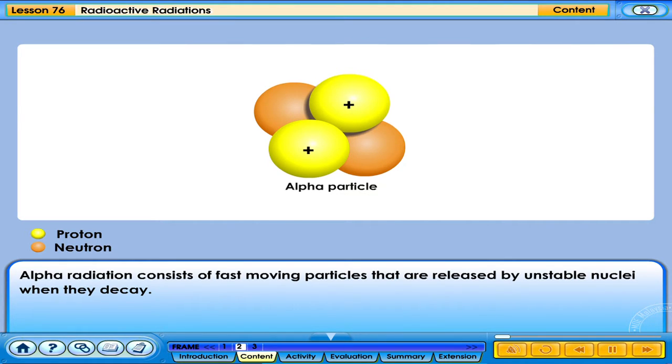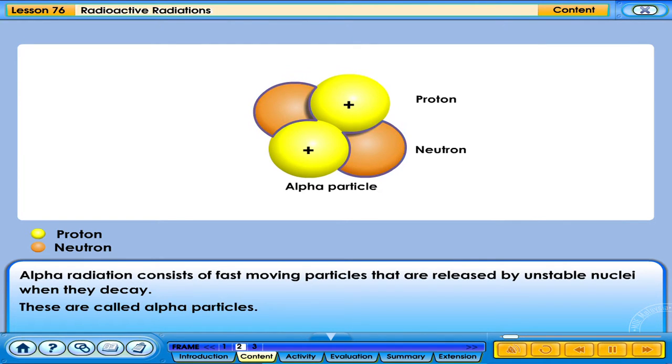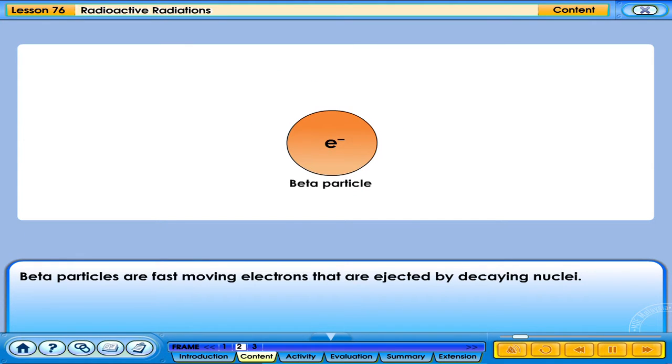Alpha radiation consists of fast-moving particles that are released by unstable nuclei when they decay. These are called alpha particles. Alpha particles are also known as helium nuclei. Beta particles are fast-moving electrons that are ejected by decaying nuclei.